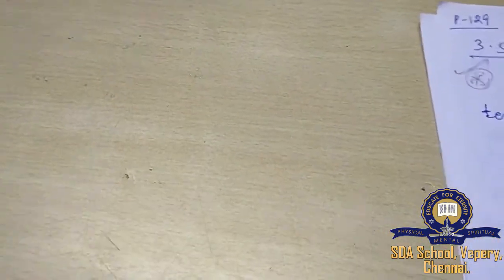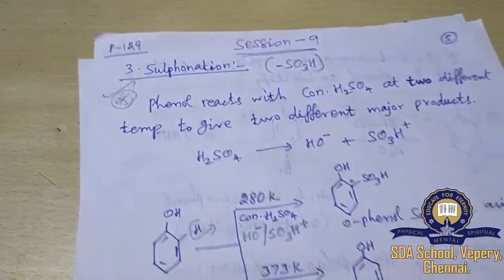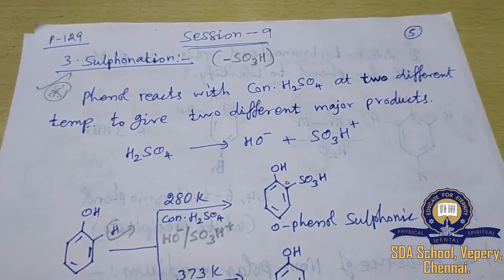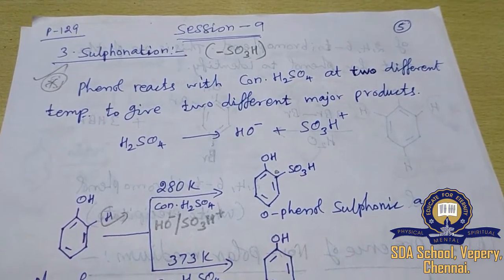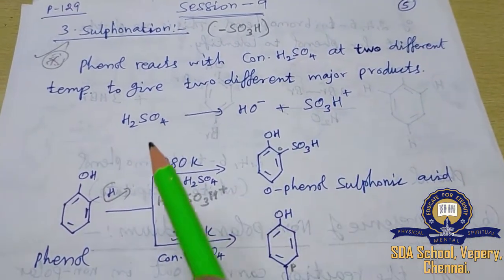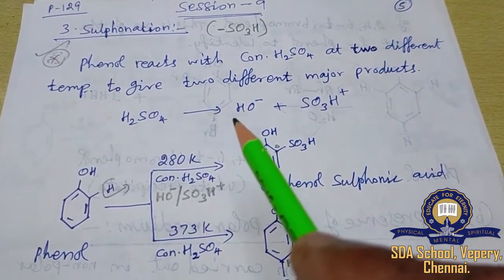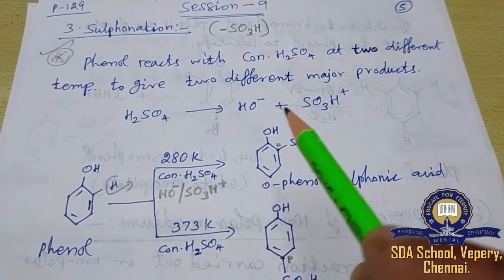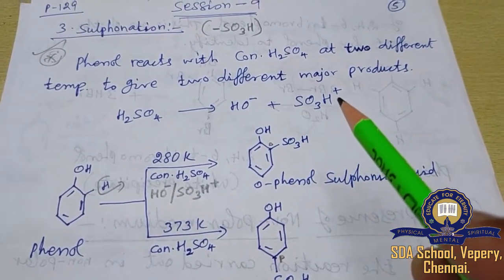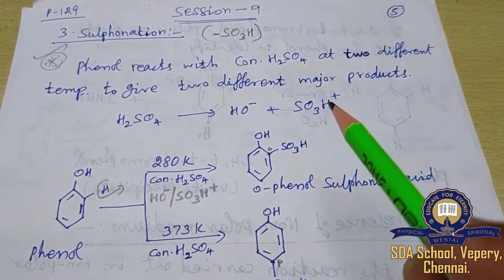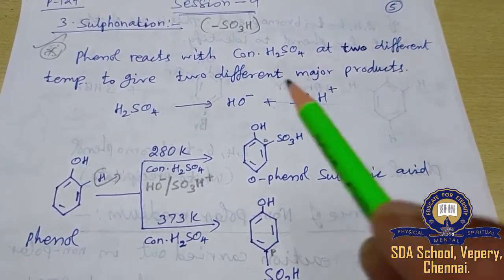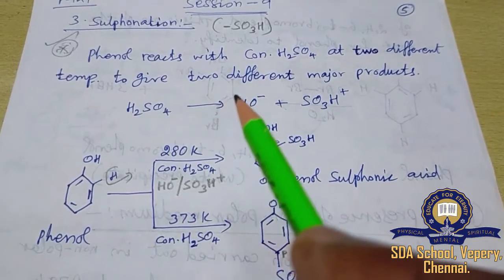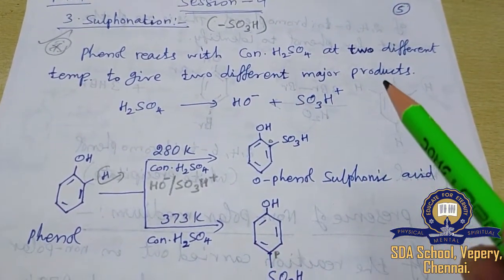And the third one, sulfonation, addition of the sulfonyl group, that is SO3H. Here sulfuric acid ionizes into HO minus, that is the hydroxyl group, and SO3H plus. Here phenol reacts with concentrated sulfuric acid at two different temperatures to give two different major products.